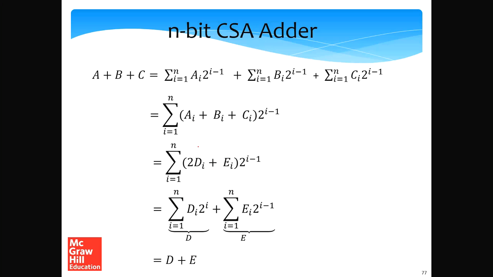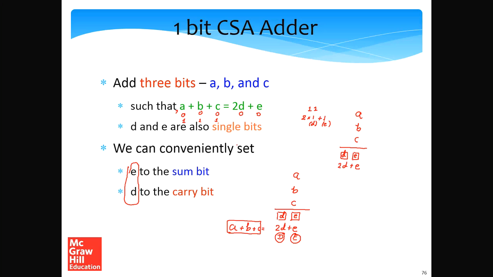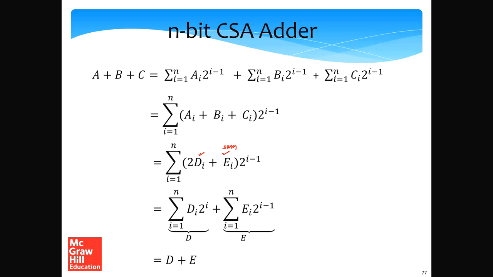Computing D and E is also very easy. Since it's hardware, everything is parallel, so we consider the corresponding ith bits. We add them, and we get D and E, where E is the sum bit, as we have seen just before in the previous slide, and D is the carry bit. As we have seen here, we just add them up.